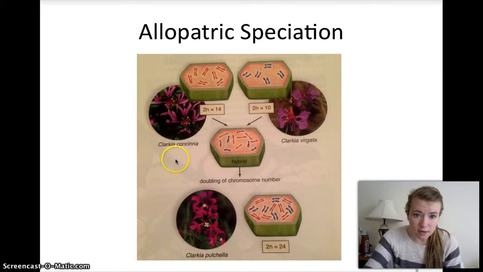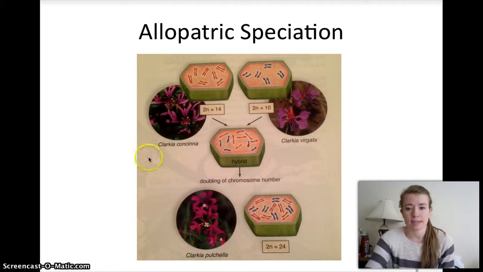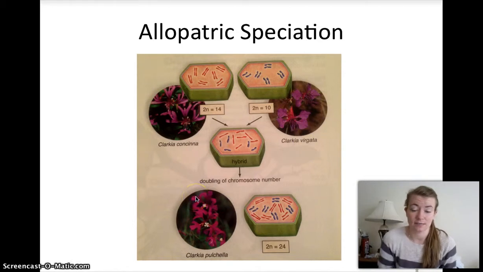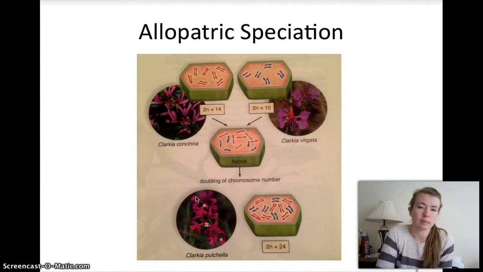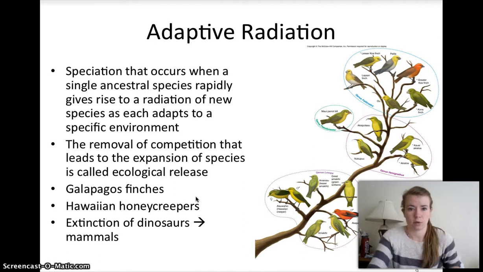This one is Clarkia consina. This one is Clarkia virgata. This one is Clarkia pulchella. It's like a mix of the 2. And this happens a lot actually in plants, and that has led to huge variation in plant species. And so many of the plant species that have evolved have come from allopatric speciation, from alloploidy.